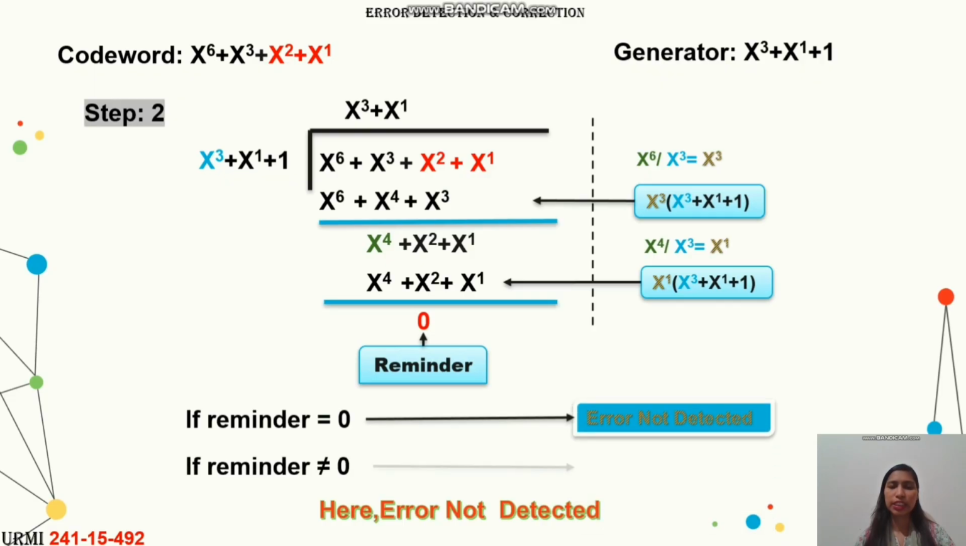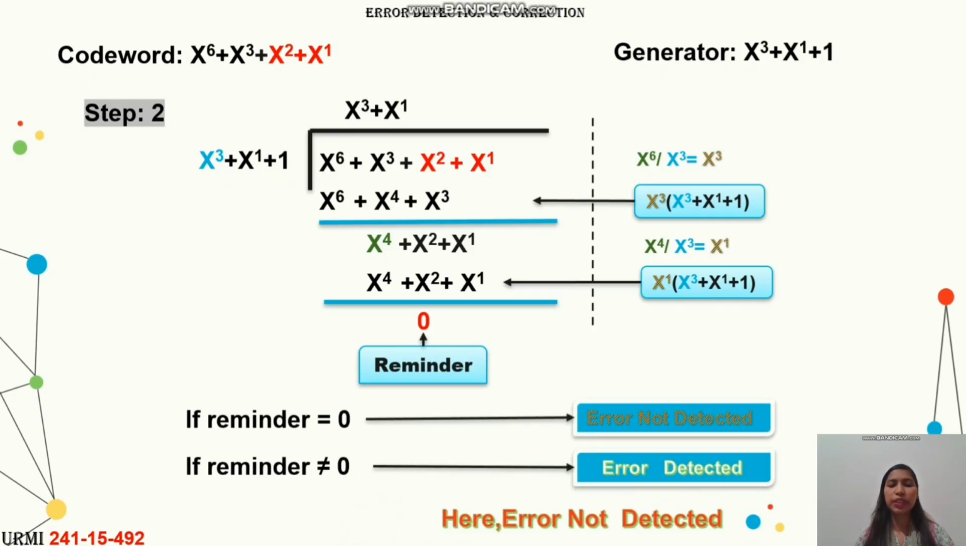The sender sends data with the remainder. The receiver divides again to check the remainder. If the remainder is 0, we will find no error. If the remainder is not 0, we will find an error. CRC is widely used because it is simple, fast, and very effective in communication systems.